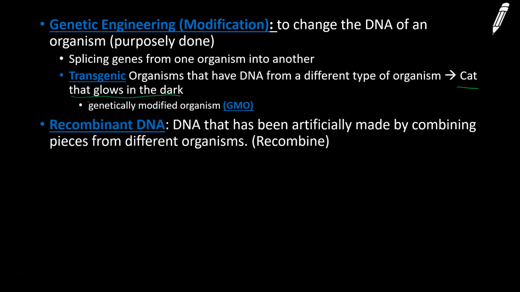When we talk about recombinant DNA, it is the DNA that the transgenic organism or the GMO has. That DNA has been recombined. That DNA has been artificially made by somebody in the lab, where they take pieces from different organisms and recombine them together. So the DNA that they have is called recombinant.